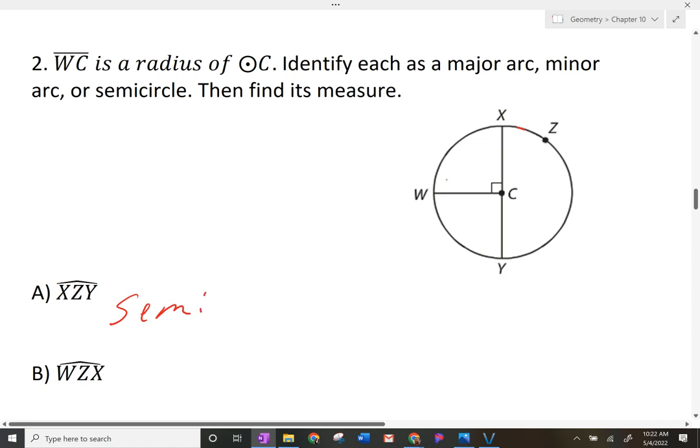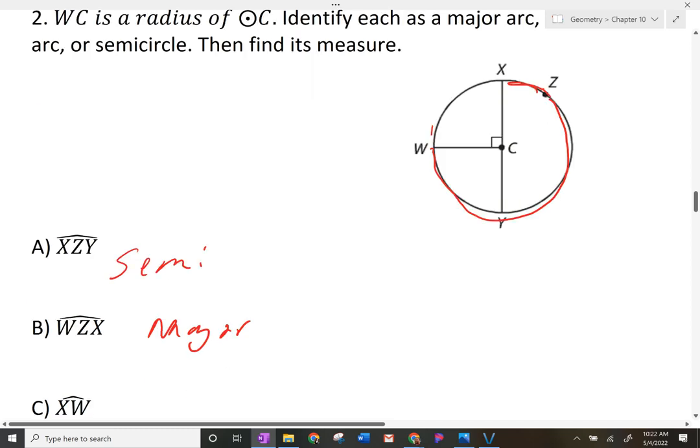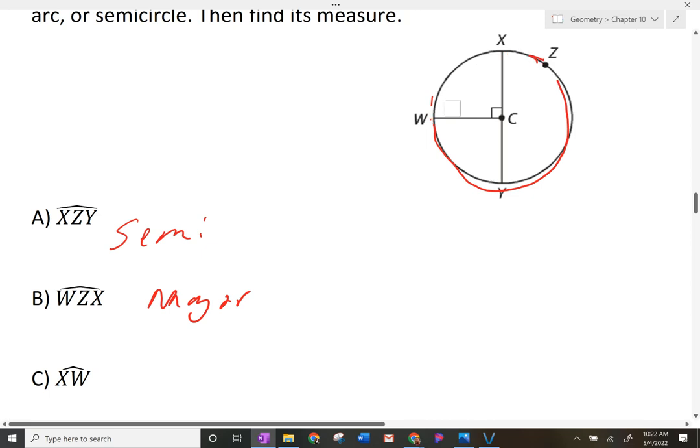W, Z, X. So W to Z, and then Z. Oh, sorry, I did it backwards. W to Z, and then Z to X, without having to go back on itself. Major, minor, or semi? Major. And the last one, XW. You're not erasing. XW is here. Minor, major, or semi? Minor.